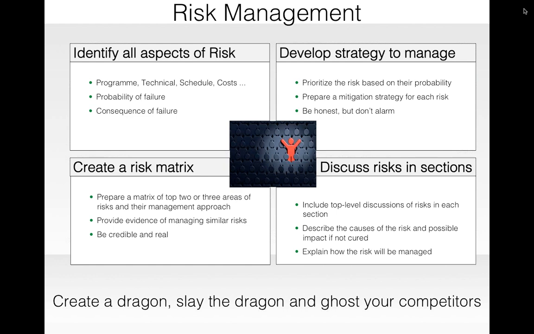Now, once you have identified the risk and you have created a risk mitigation plan, the next thing to do is to create a risk matrix in which you identify the top 2 or 3 areas of high risk, and provide their management approach. So, if there is a risk related to technology, resources, or program management, you should identify all the risks in that particular category, and come out with a mitigation plan and approach for managing that category of risk.